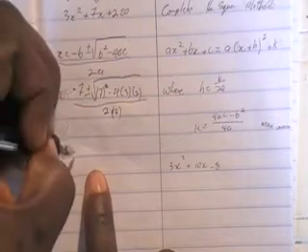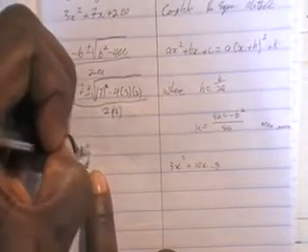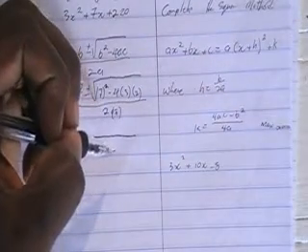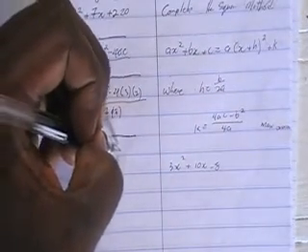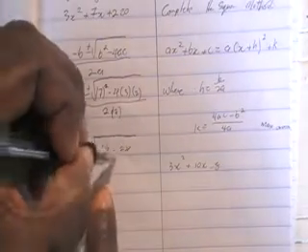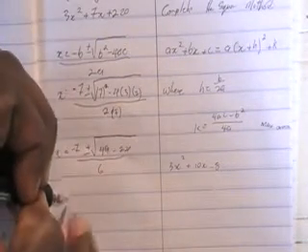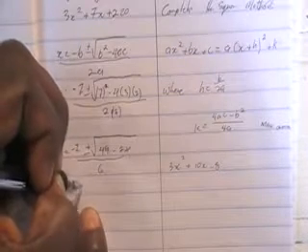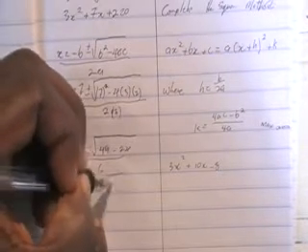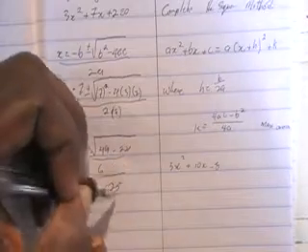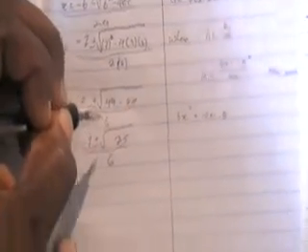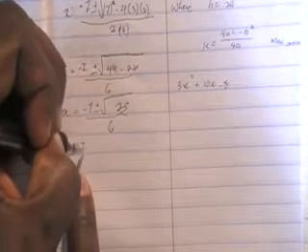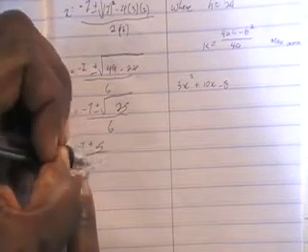x is equal to minus 7 plus or minus the root of 7 squared is 49, minus 4 times 3 is 12, and 2 twelves is 24, divided by 2 threes is 6. So x is equal to minus 7 plus or minus the root of 25, over 6. The root of 25 is 5.